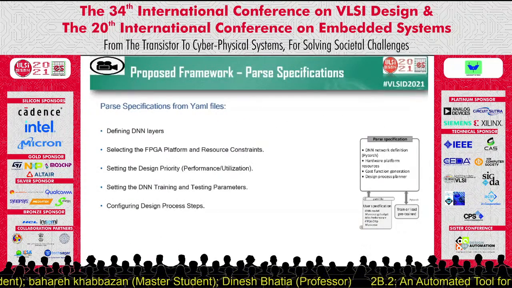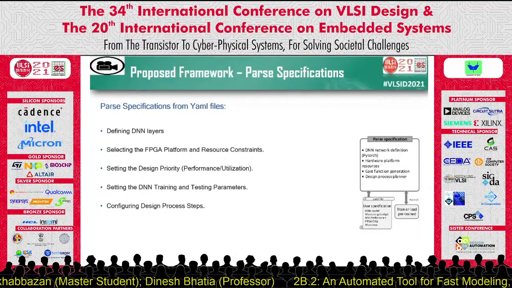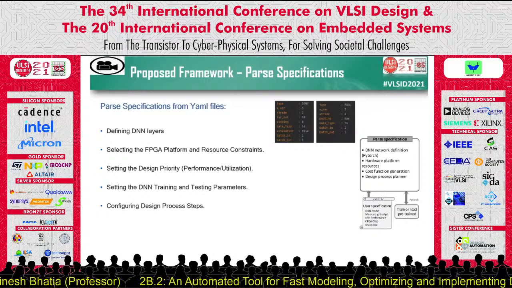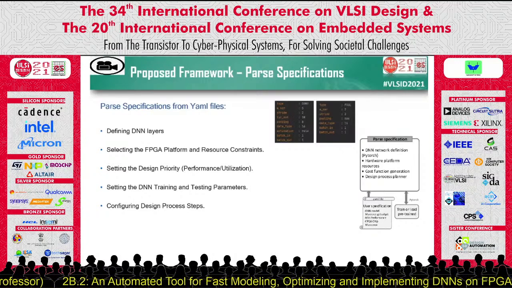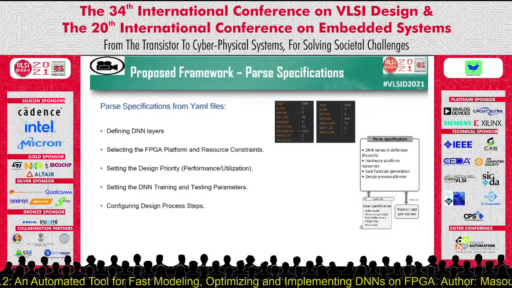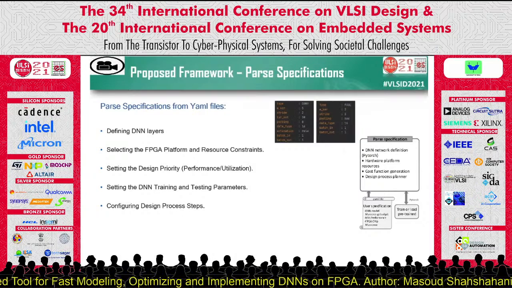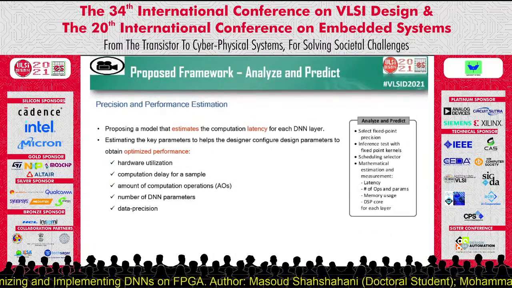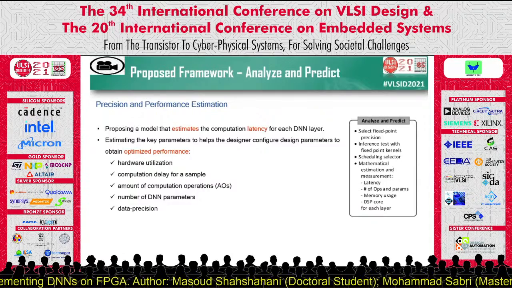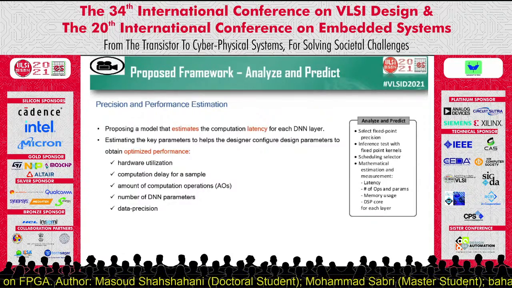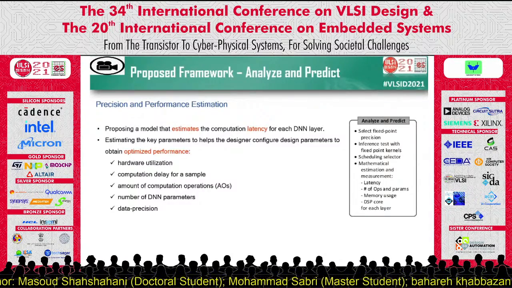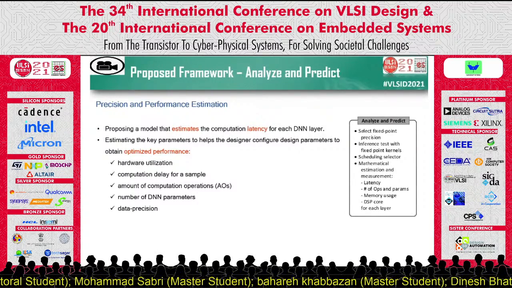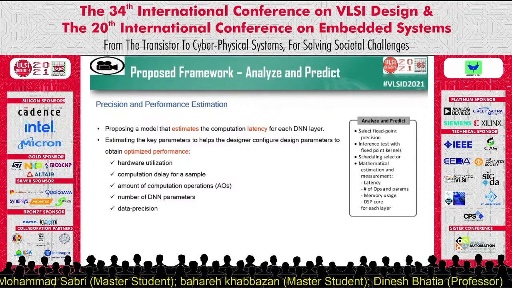In the specification stage, all the tool controlling parameters, as well as the DNN accelerator configuration and hyperparameters, are set by PyTorch. The FPGA chip with the resource and performance constraints and optimization methods are defined here to meet the user requirements. Estimating the design hardware utilization, computation delay per sample, amount of computation operations, number of DNN parameters, and data precision helps the designer configure design parameters to obtain optimized performance.